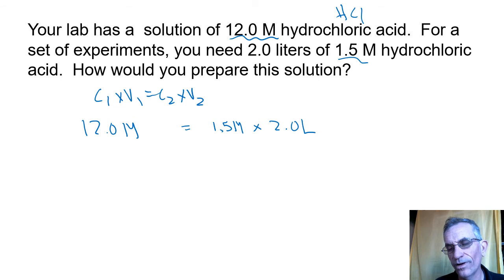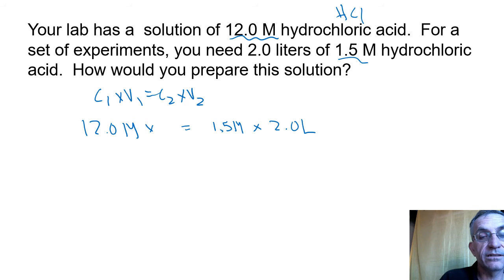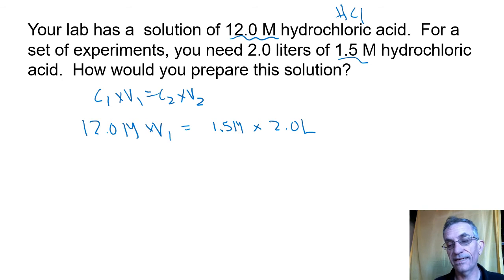And it's asking me, how would I prepare this? So really what I mean by that is, how much of the concentrated stuff are you going to use? So the way you would figure that out is you would solve for V1. Does that look right? I think it does, right? The left side is what I have. I've got 12 molar. I'm trying to turn it into 1.5 molar, and I want 2 liters of it. All right, so yeah, this looks good. Now we're going to solve for V1. So to solve for V1, what would you do mathematically? Divide by 12. That's what you would do.